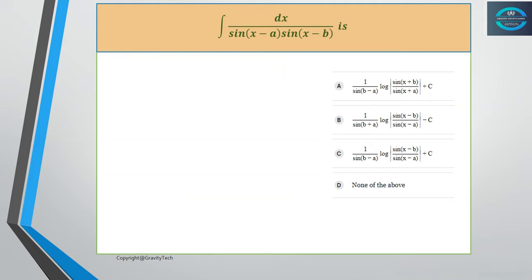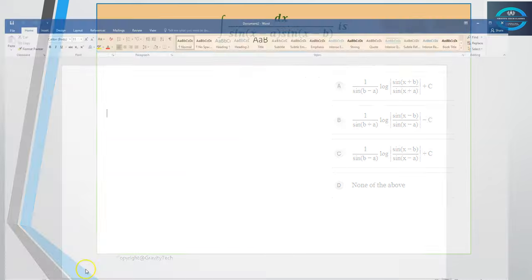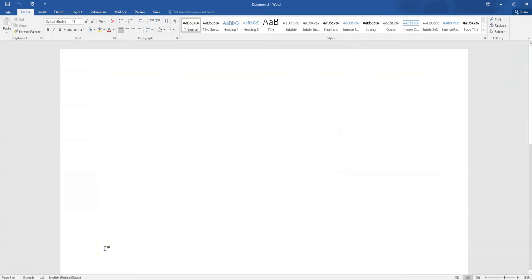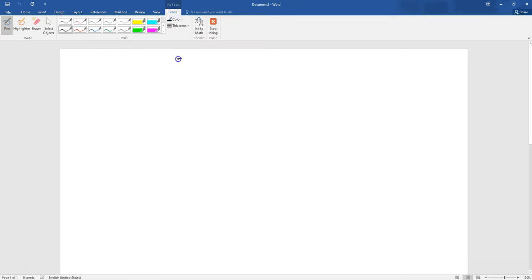Now let's look at the next example. The next example is dx upon sine of x minus a, sine of x minus b. What is going to be this integration? This is again an easy thing. You should know how to solve the integration. So here, I is equal to dx upon sine of x minus a, sine of x minus b.